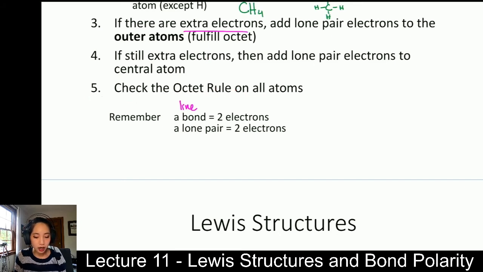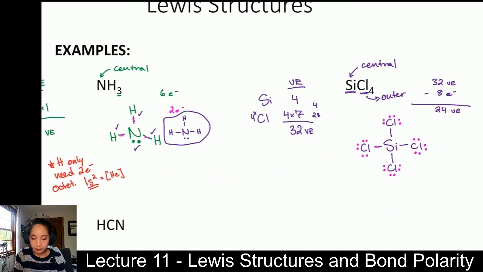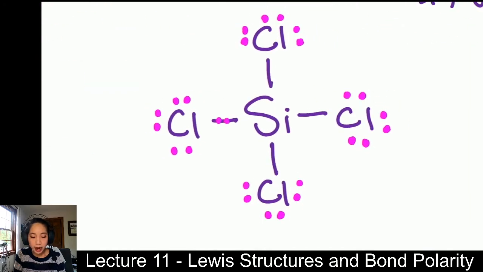So now let's check the octet rule on all the atoms. Chlorine has a fulfilled octet. So let's look at silicon. Remember, each of these bonds has 2 electrons in it. So if we look at the electrons around silicon, you can see that silicon also has 8 electrons around it. It's nice and happy. Every atom here, as drawn, has 8 valence electrons. So this Lewis structure is complete.